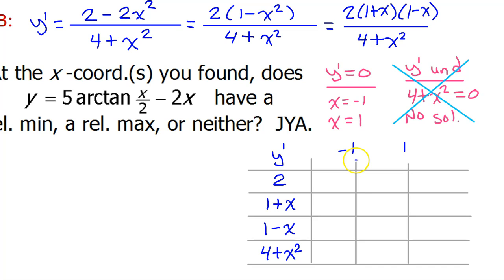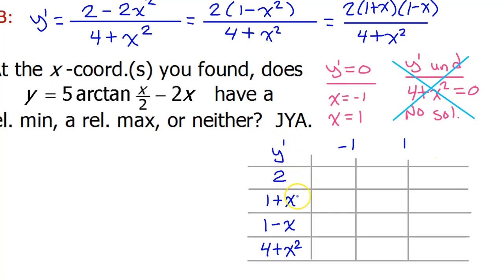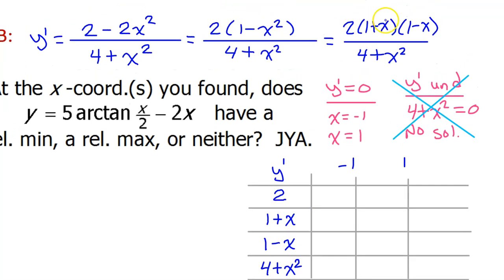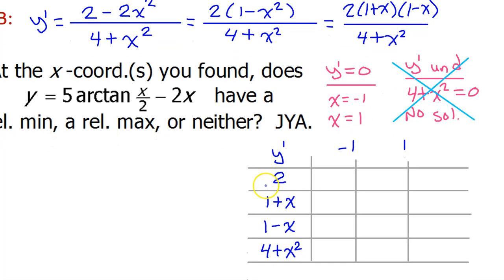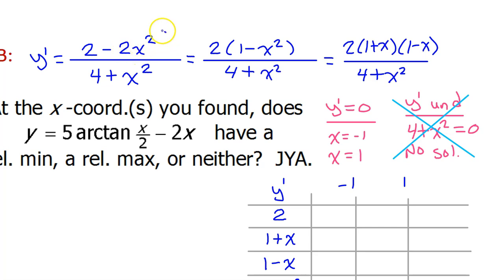Set up your sign chart like this, with your only 2 critical values across the top in order from least to greatest. Make sure you label the sign chart as y prime. Make a row for each one of these factors. It's actually up to you how many rows you want to make. I like to factor things out completely and make a lot of rows because each one of these rows will be simple to evaluate. But you could make, for example, 2 rows. You could make just 1 row for this numerator and 1 row for this denominator. It's completely up to you.